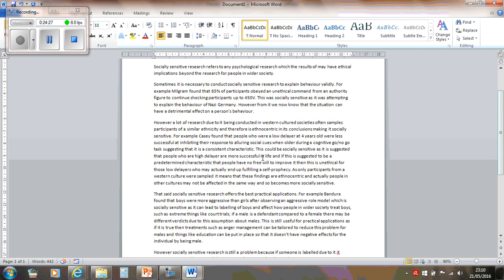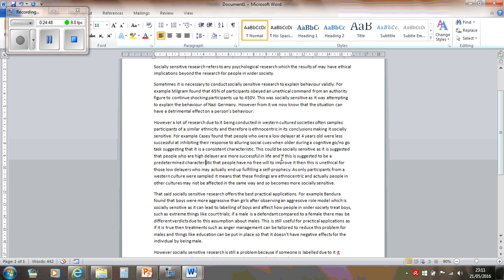So sometimes it's necessary to conduct socially sensitive research to explain behaviour validly. For example, Milgram found that 65% of participants obeyed an unethical command from an authority figure to continue shocking participants up to 450 volts. This was socially sensitive as it attempted to explain the behaviour of Nazi Germany. However, it makes us now know that the situation can have a detrimental effect on a person's behaviour.